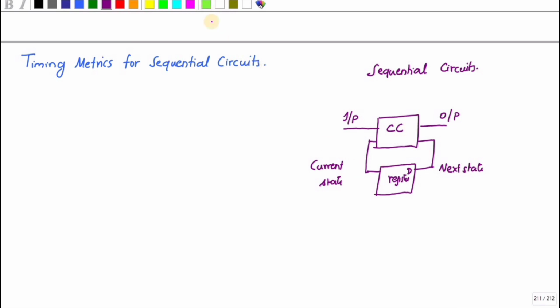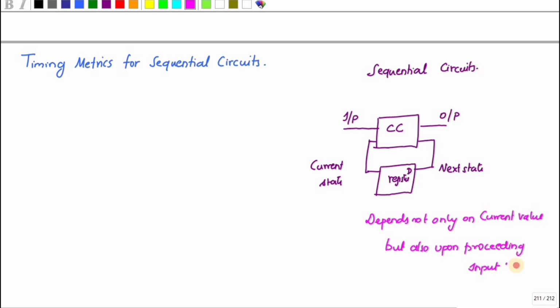So it depends not only on the current value but also upon the preceding input value. So the sequential circuit is one which has memory.